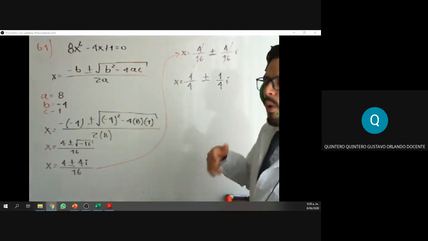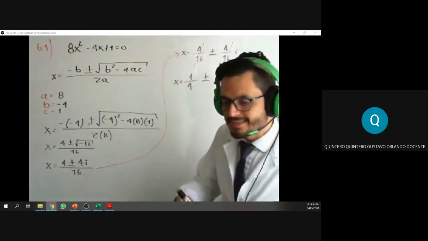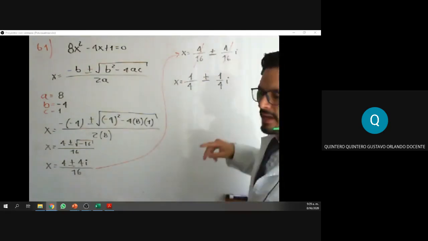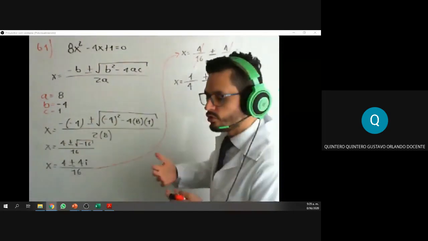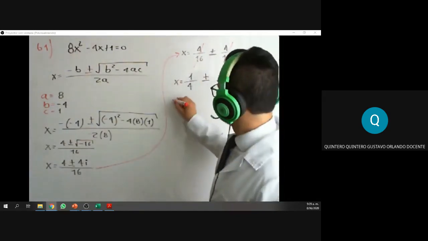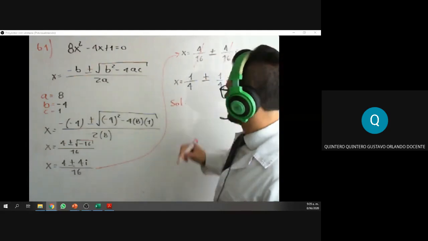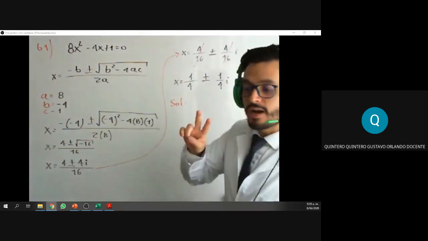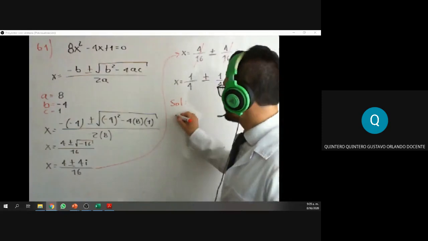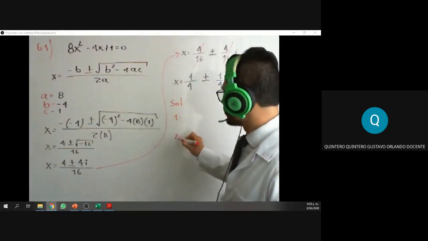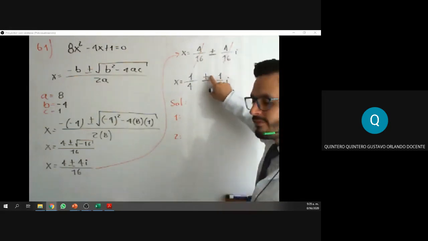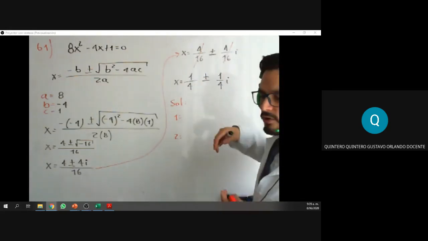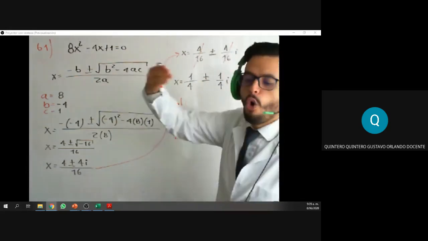Now, from here, what do we do? Since we have a plus and a minus, we have two signs. That means we are going to have two solutions. So let me write it like this: solutions. We are going to have two, so we have our first solution and our second solution. The first solution will be with one of the signs, the positive or the negative, and the second solution with the other sign.